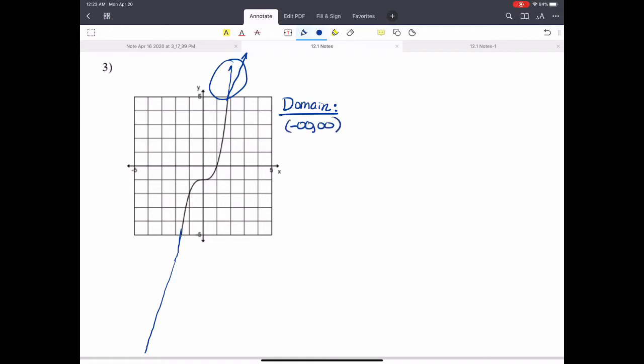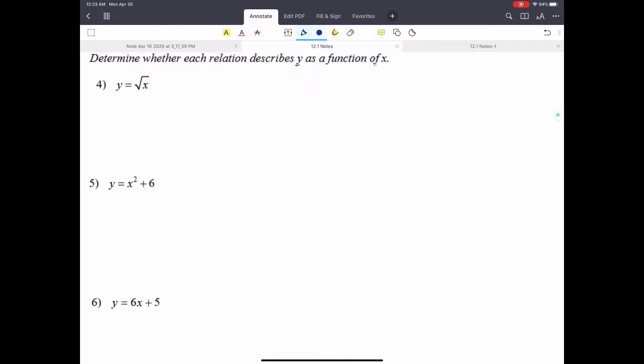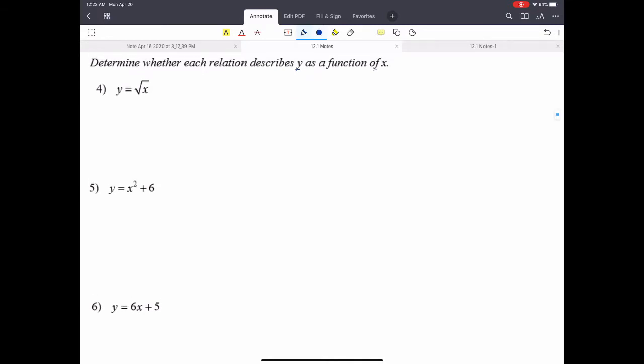You can say the domain of this is all reals, and so is the range. This part right here says determine whether each relation describes y as a function of x. If we look at this as a function of x, we have to be careful with this one because x has to be greater than or equal to 0. So we're stuck with that.